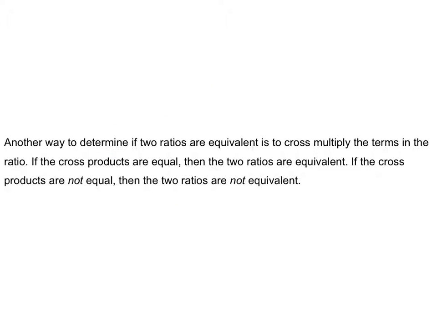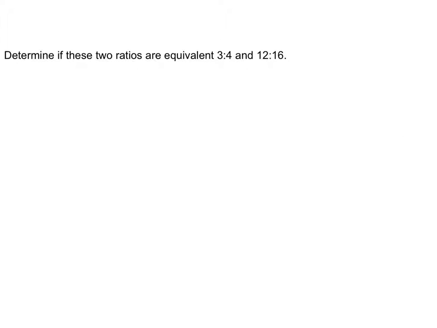Another way we can determine if 2 ratios are equivalent is we write them in fraction form again, and then we cross multiply the terms in the ratio. And if our cross products are equal, then the ratios are equivalent. If they're not equal, then they're not equivalent. So we're going to use that to determine if 3 to 4 is the same as 12 to 16.